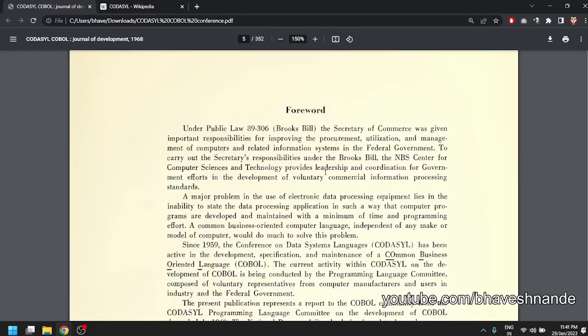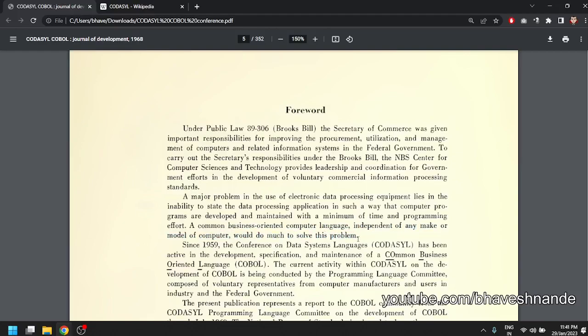A major problem in the use of electronic data processing equipment lies in the inability to store the data processing application in such a way that computer programs are developed to maintain with a minimum of time and programming effort. A common business-oriented computer language, independent of any make or model of computer, would do much to solve this problem.